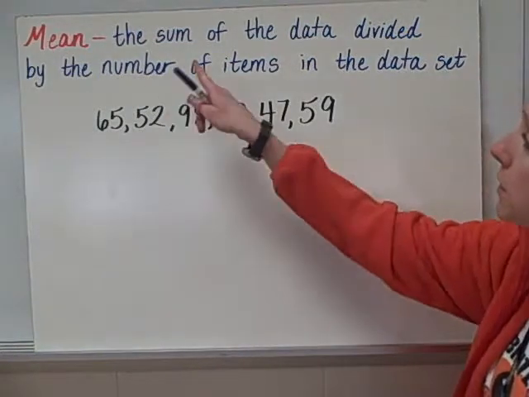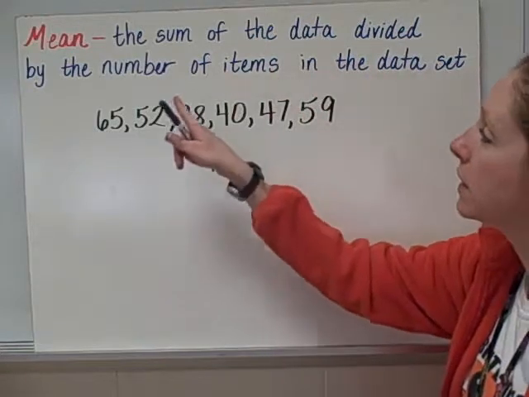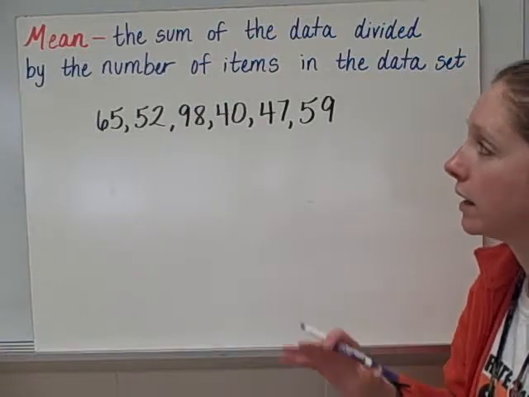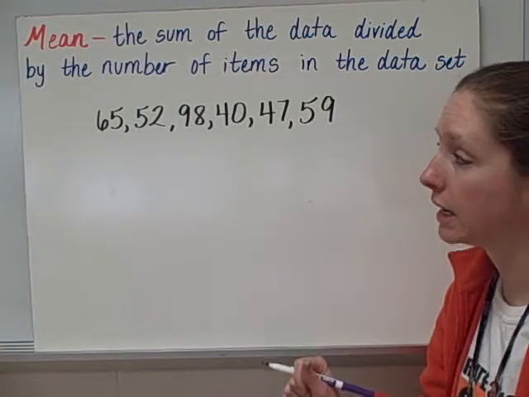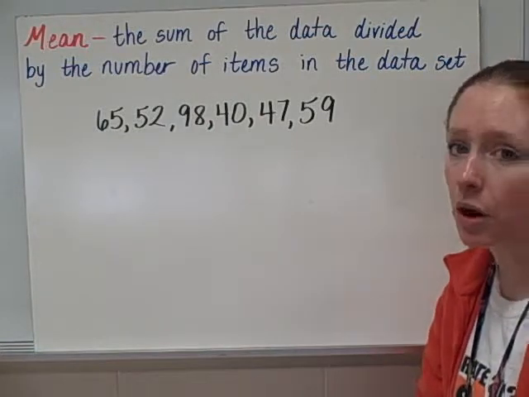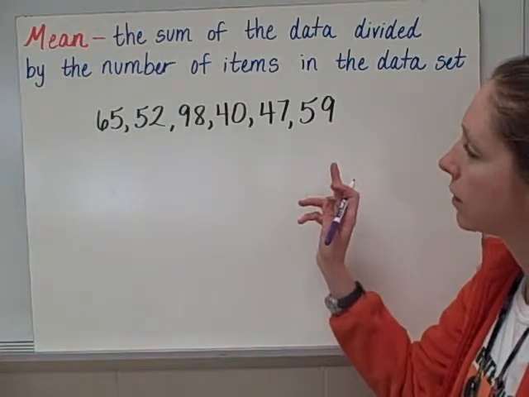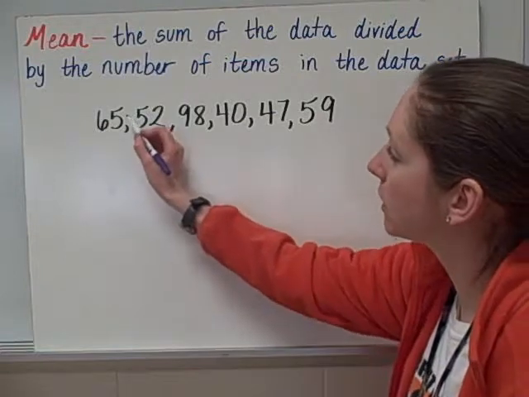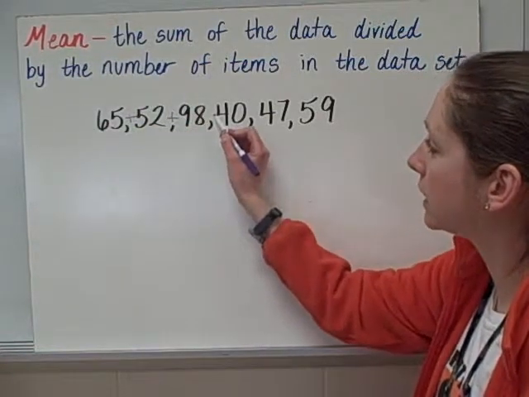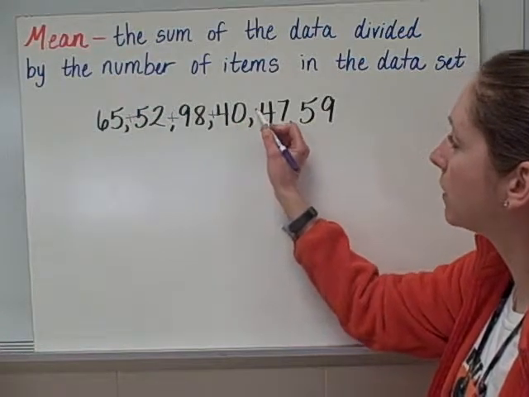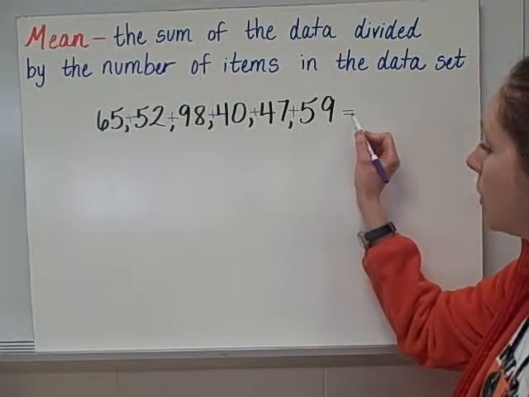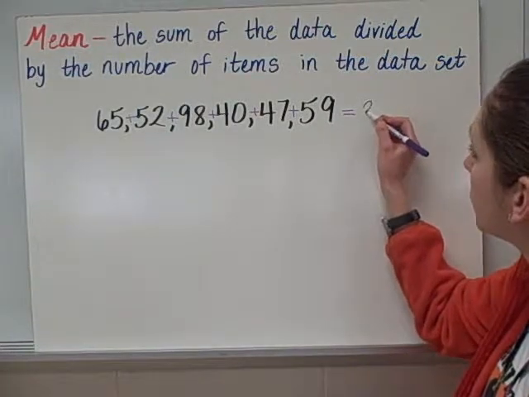Mean stands for the sum of the data divided by the number of items in the data set. So mean is a way that we find the center of data. We do it by adding up the numbers and dividing by how many numbers there are. So here's our data set. We're going to add them together. So just imagine 65 plus 52 plus 98 plus 40 plus 47 plus 59. The sum of those is 361.